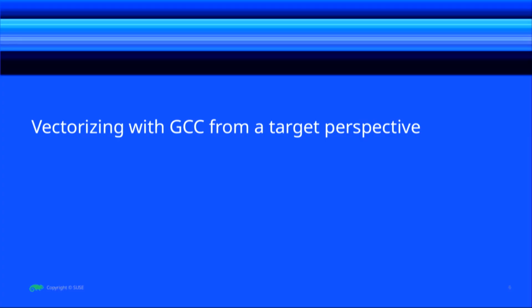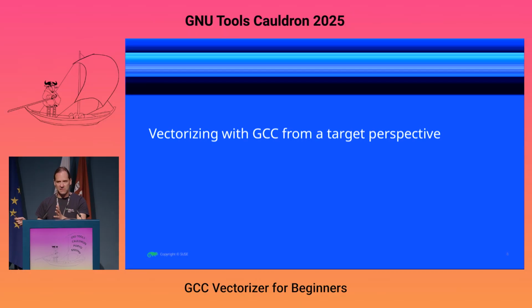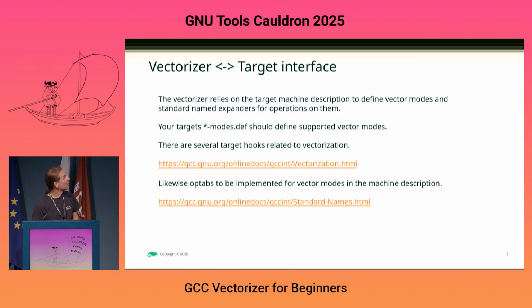So that was basically about how a user interacts with the vectorizer. Let me try to cover what a target maintainer has to do to enable vectorization for a target. In principle, the vectorizer only relies on the machine description of the target. The vectorizer checks the optab, like for the add optab, whether it's implemented for a vector mode. So in principle, it's enough to implement instruction patterns for vectors.